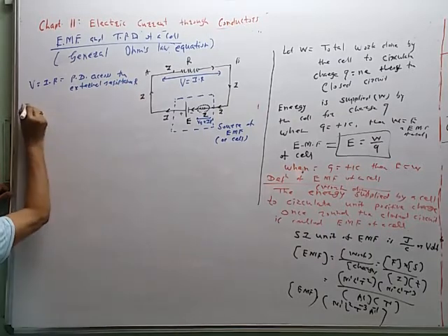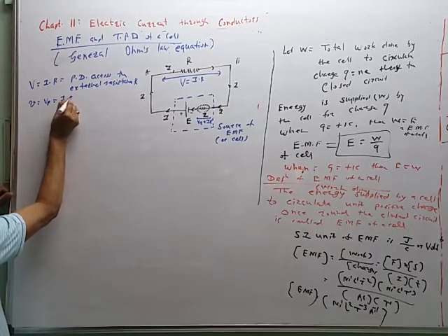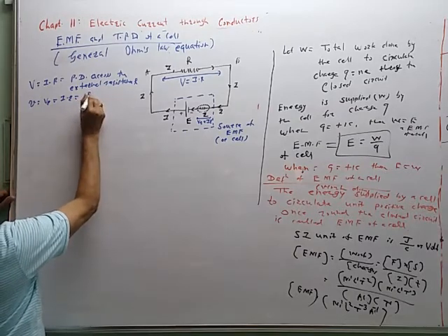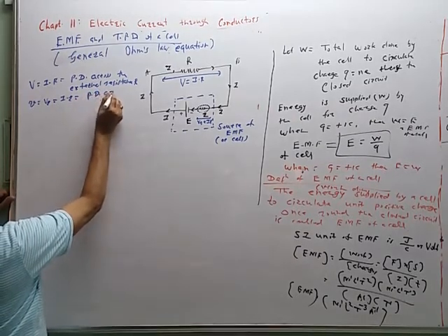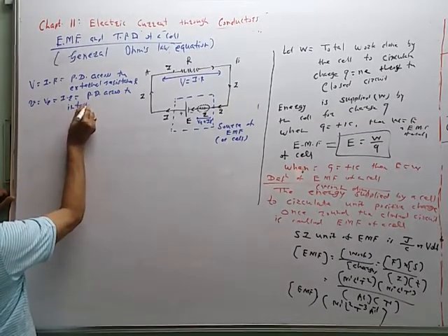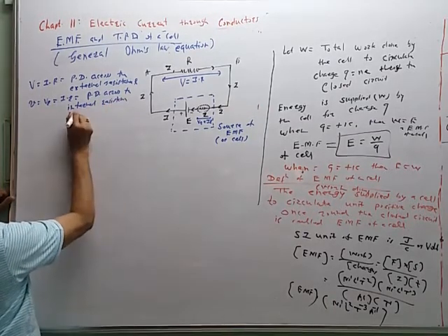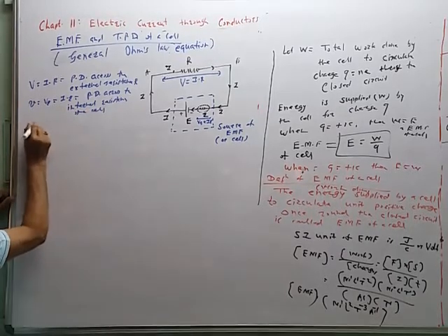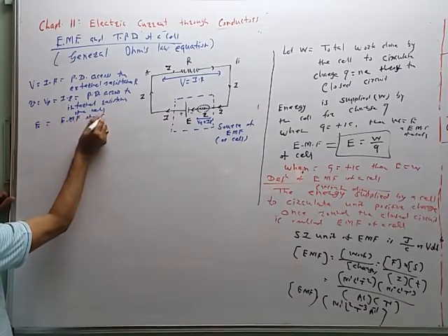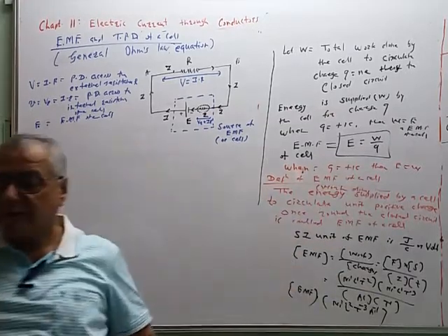External resistance R, and this small v or VR is equal to I into small r, which is the internal potential difference across the internal resistance of a cell, and E is equal to EMF of a cell. So we know the definition of this EMF of a cell.